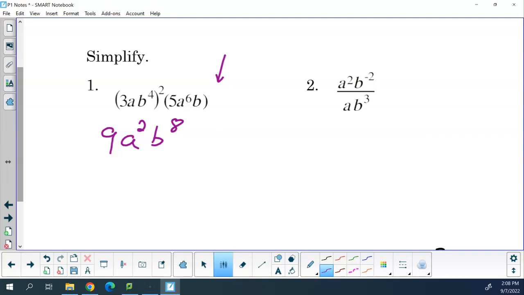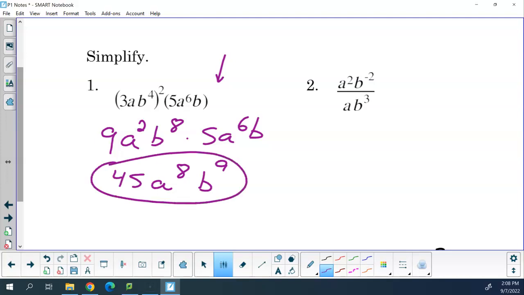I'm looking out here. There's no exponent, so I just write it down. I like to write things down rather than try to do it all in my head. I do much better when I write things down. Now, since I have parentheses, I multiply the things out front. 9 times 5 is 45. Then when I see the same base, a squared, a to the 6, I add my exponents. That gives me a to the 8th. I add my exponents. 8 plus 1 on the b is b to the 9th. Good? Awesome.